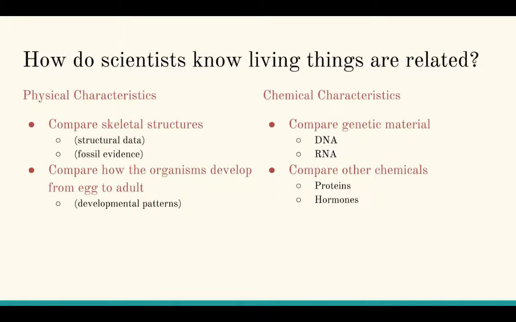We talked about this a bit when we talked about evolution, but scientists can look at physical characteristics like skeletal structures, and we get that from the structural data from fossil evidence. And we can look at developmental patterns, which is comparing how the organisms develop from egg to adult. They could also look at chemical characteristics like the genetic material like DNA or RNA. They could compare other chemicals like proteins or hormones.